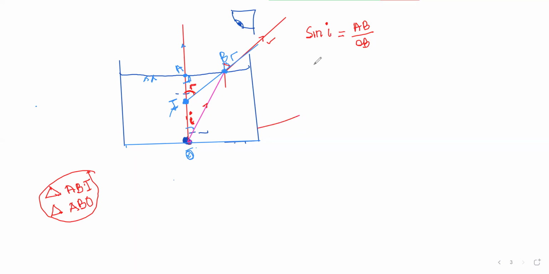Then let's also look for sine of R. Can somebody help me obtain an expression for sine R? I've done so for I. Let's not waste time. Sine R is equal to AB on IB. Good. So AB on IB, or BI. Thank you, Yasmin.